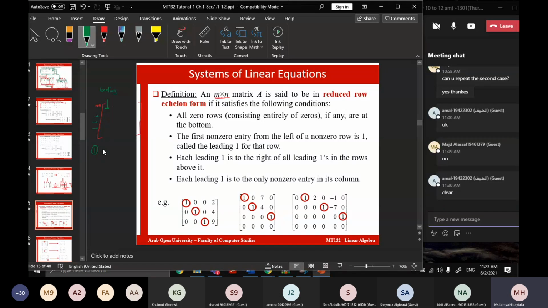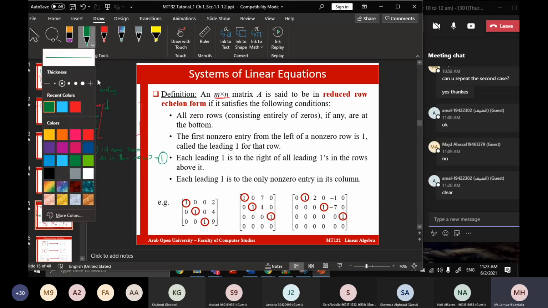The first non-zero entry or number in the row المفروض يكون should be equal to 1. وده ال1 ده بنسميه leading one. طب okay. Then second, what's next?